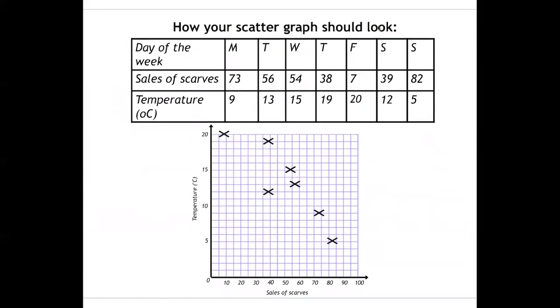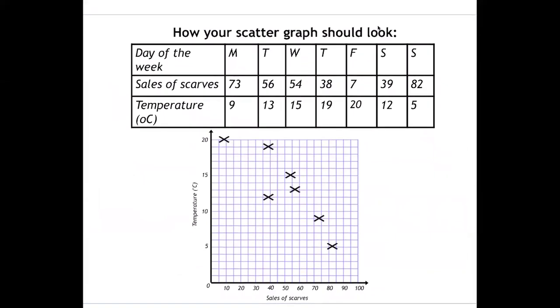Okay, so the scarves should look like this. So you can see that generally, the higher the temperature, the fewer the scarves. When it was 20 degrees, they still somehow managed to sell quite a lot of scarves. They managed to sell 7 scarves. But when the temperature dropped, they sold way more. They sold 82 scarves.